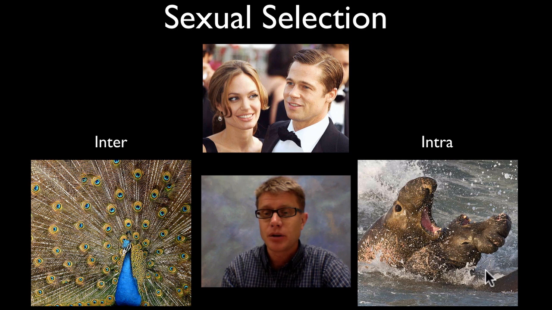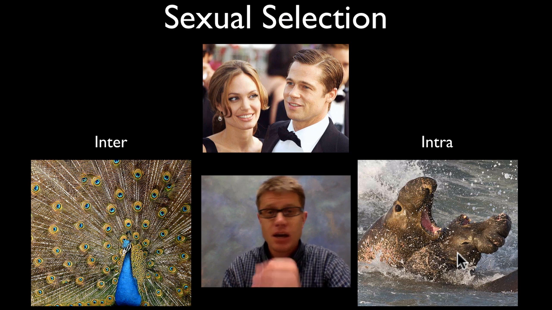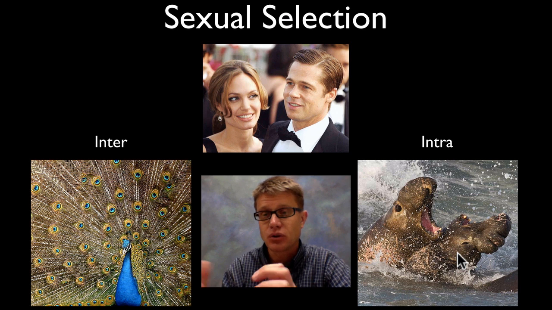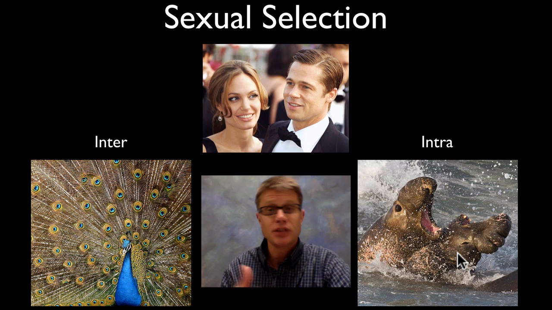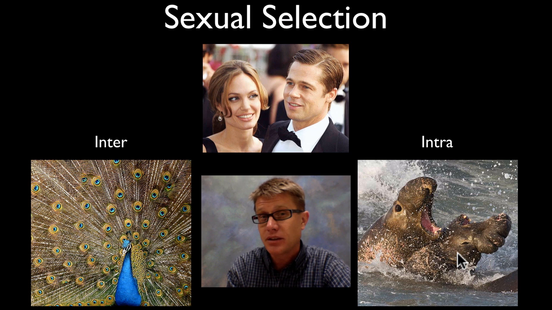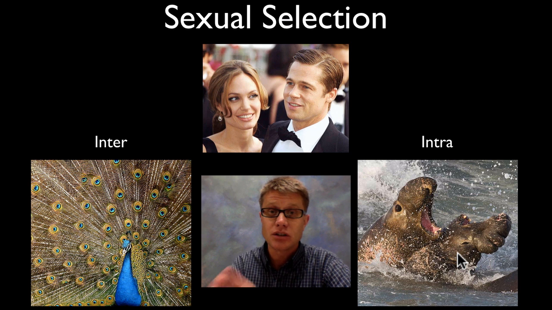Intrasexual, intra means within, and so that's going to be fighting within an individual sex. An example of that would be like these elephant seals battling to control a harem of females, or like bull elk in Montana will fight to control a harem of females. They're fighting within that. And so basically what goes on there is that the females just kind of sit back. They wait until that one male dominates all the other males. If he can win that fight, then he's going to have good genes. He's also going to be able to produce fertile offspring. And so in both these cases, it's the female that's making the choice. It's not nature, it's the female.